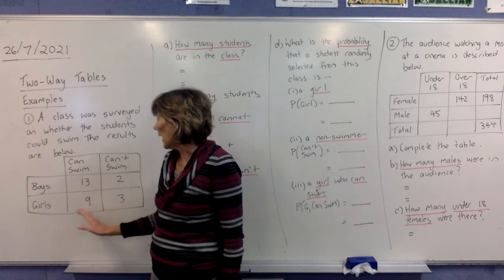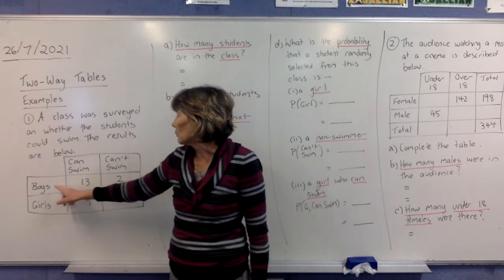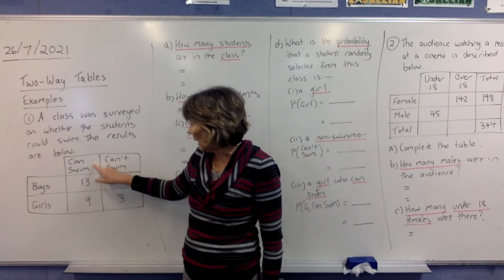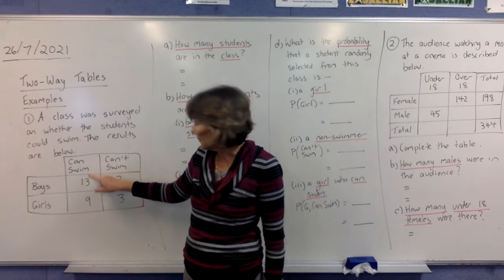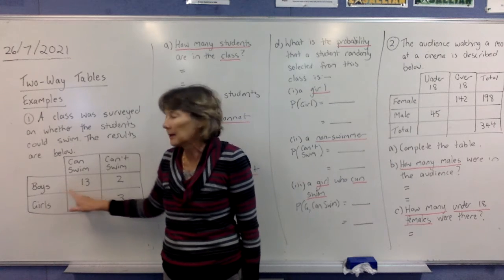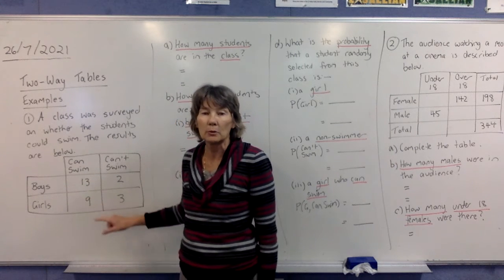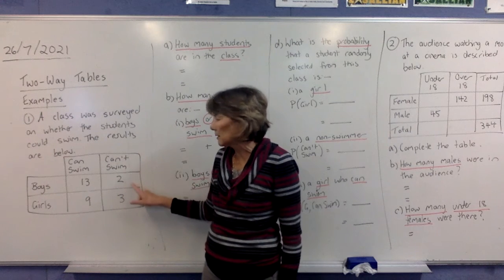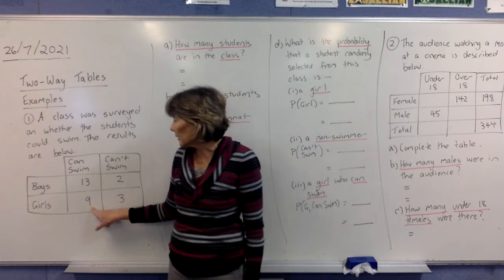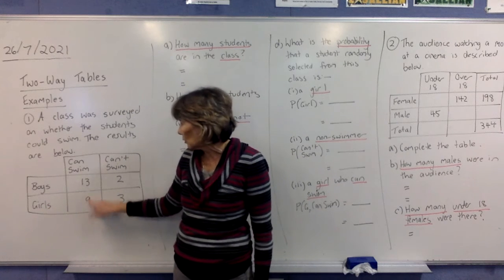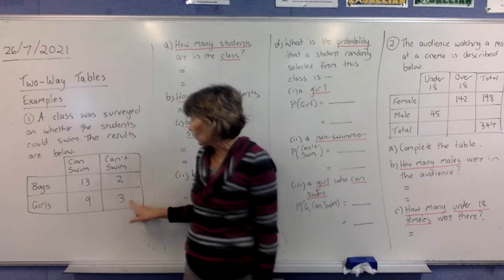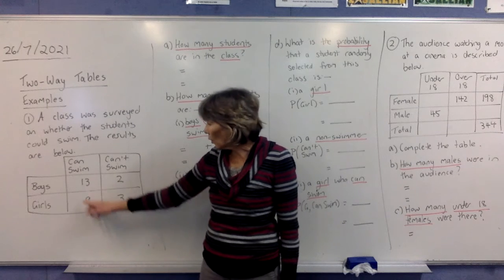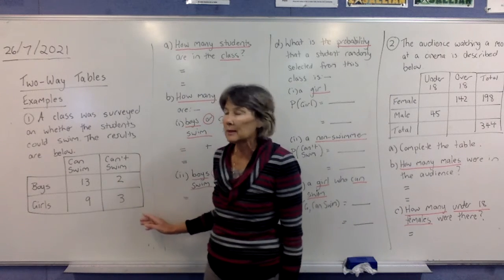Alright, so just to look at how it all is expressed in the table, if I look at this number 13 here, that means if I go up, it's someone who can swim, and if I go across, they're a boy. So these are boys who can swim. This one here, the 2, would be boys who can't swim. The 9 down the bottom here would be girls who can swim. And the 3 here would be girls who can't swim. So all the people in the class are represented in this table.